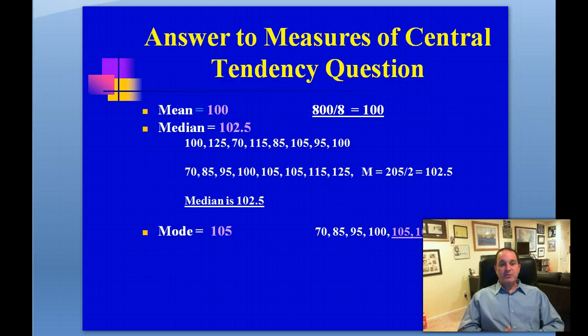The answers to the measures of central tendency question: the mean is 100 because you should have added up the scores and gotten 800 divided by 8 total scores. 800 divided by 8 is 100. The median is 102.5, and your mode is 105. So again, the mean is 100, the median 102.5, and the mode is 105.